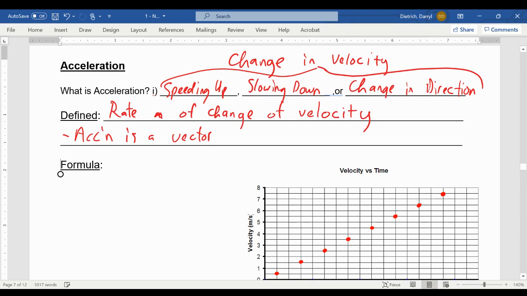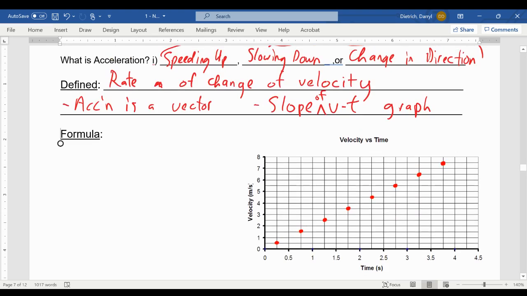The other thing to keep in mind here, and we'll touch on this more as we go through the unit, is that the acceleration of an object can be found by looking at the slope of a velocity-time graph. I'll show what that looks like here in a minute.